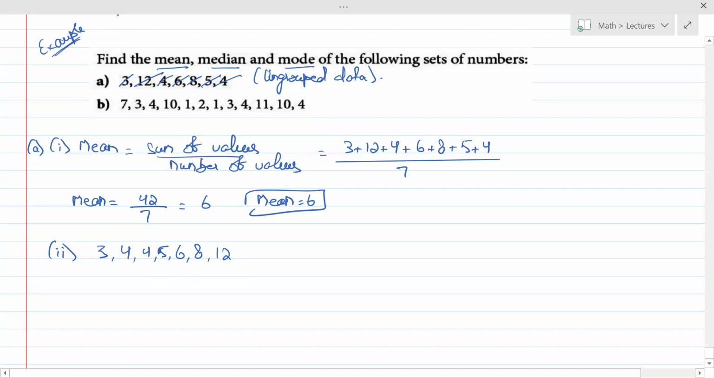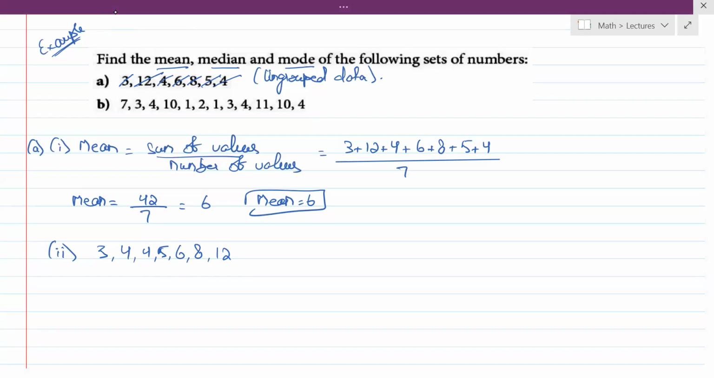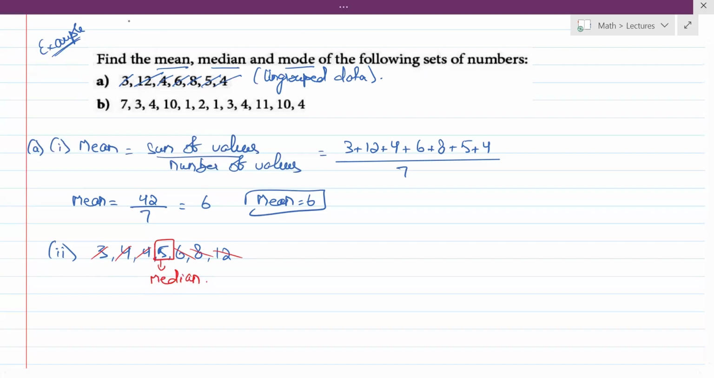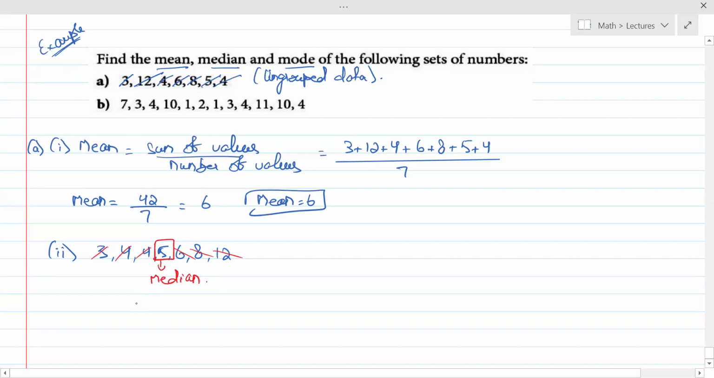After arranging them in ascending order, we'll pick the middle value, the middle number. For finding the middle number, what we simply do is we keep on cancelling the numbers at both the ends one by one. And whatever number is left in the middle is the median for us. So here, the median is 5.